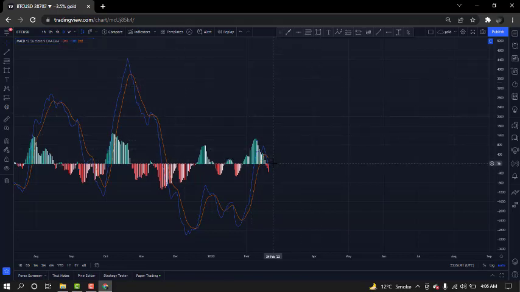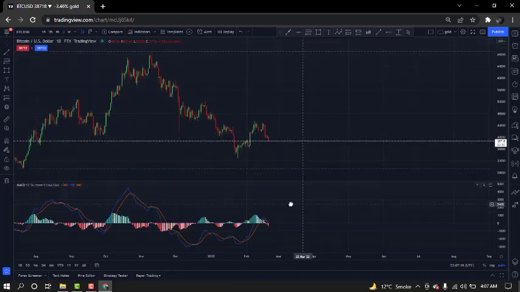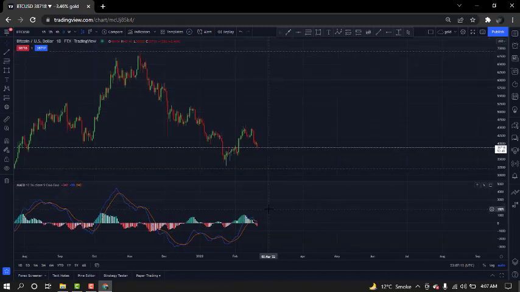If this is the zero point, and the blue line crosses down the orange line, it means the market is going down. And if it also crosses this zero point, then the market is going down, probably with 70% confirmation.